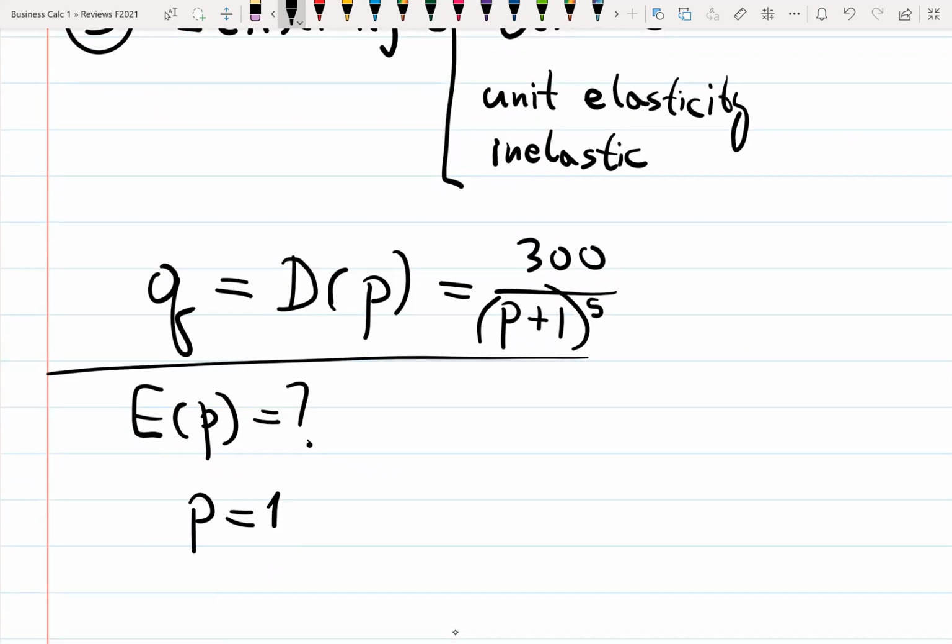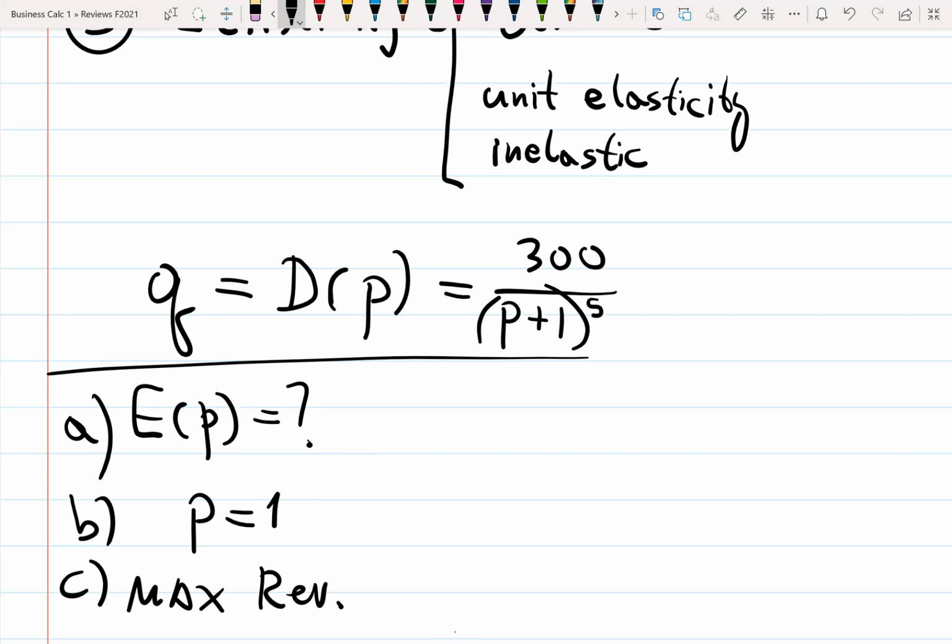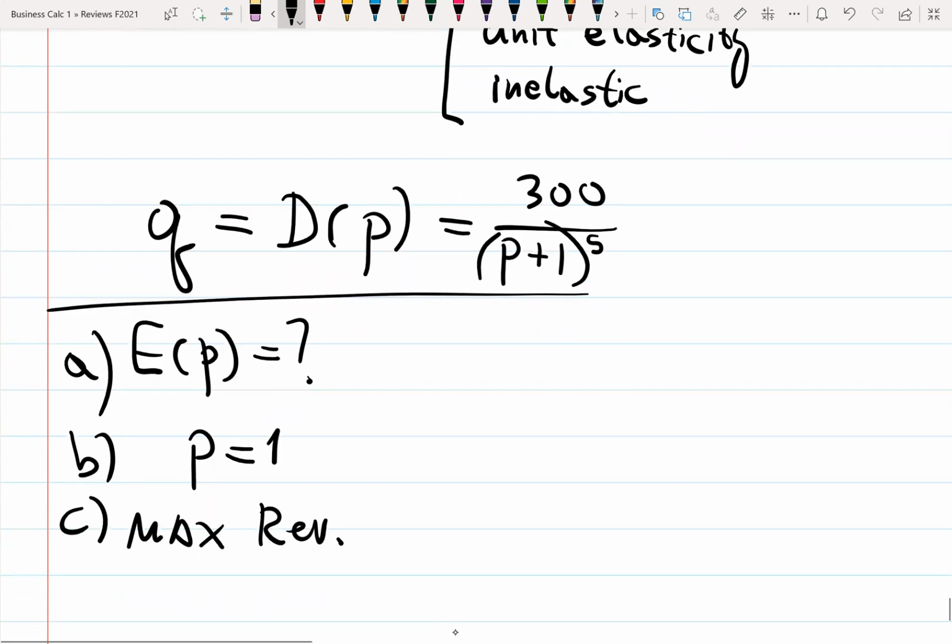Stating whether the demand is elastic, inelastic, or has unit elasticity. And finally, C: find the values of P for which total revenue is a maximum. So maximum revenue, basically. And you know how to do that. Well, the values which can maximize the revenue. A, B, C. Do this, I can give you the answers, you can compare.